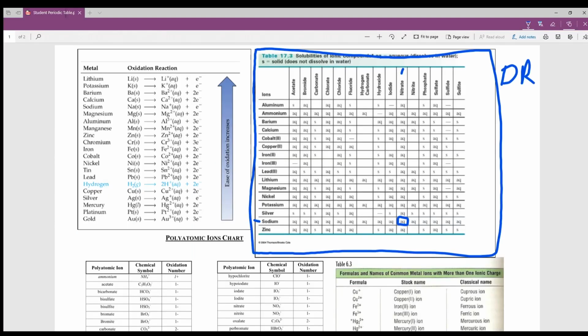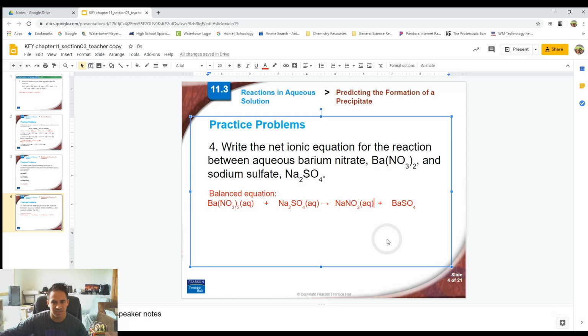Okay. And then the other one was barium sulfate. So we have barium, which is here, and sulfate, which is here. And this one says solid. All right, so that is our precipitate, which is good. Again, one of these needs to not be aqueous in order for this reaction to happen. All right, so that one is a solid.